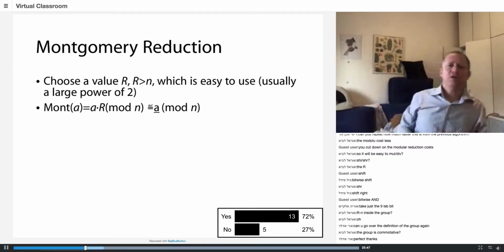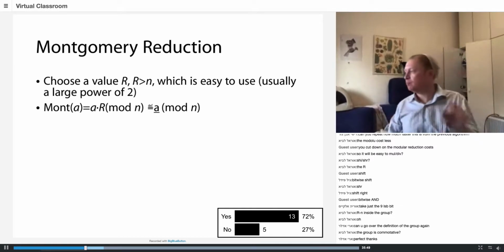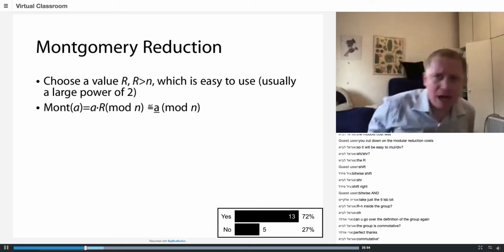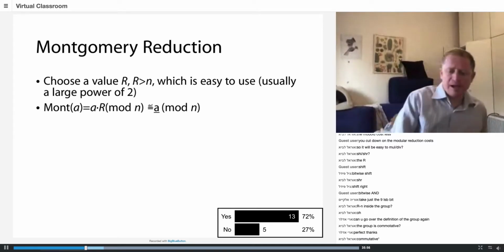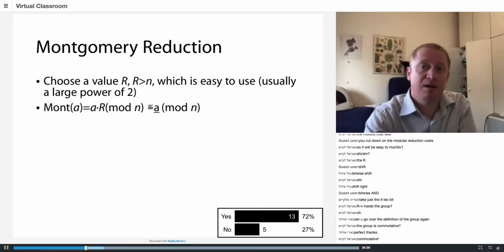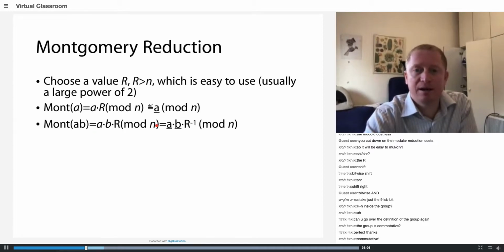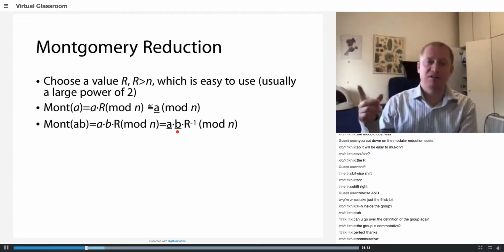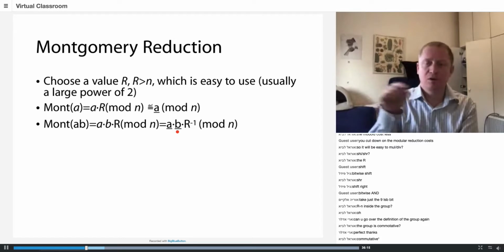Awesome. So now I have Montgomery of A, and I call it A underscore. And now to calculate A times B, I want A times B times R modulo N. But the problem is if I multiply A underscore times B underscore, I get A times B times R times R. You see, the R goes twice.